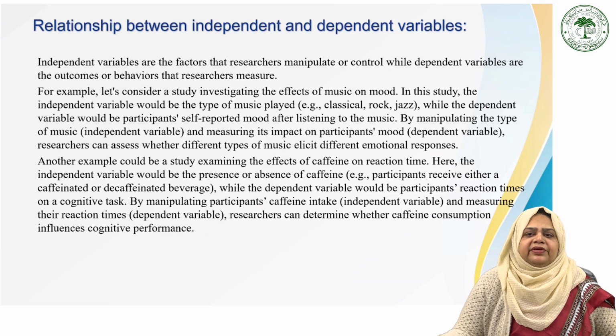Moreover, the distinction between independent and dependent variables helps ensure the validity and reliability of experimental findings. By isolating and controlling independent variables, researchers can minimize confounding factors that may influence the results. This allows for more accurate interpretations of the relationship between the independent and the dependent variables. Additionally, clearly defining and measuring dependent variables ensures that the outcomes are objective and measurable, enhancing the credibility of the research.